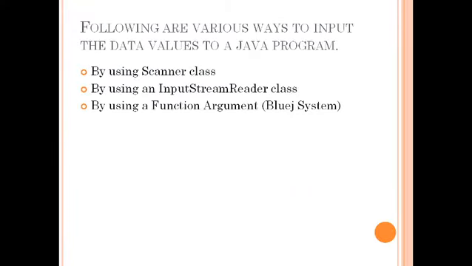Following are the various ways to input data values to a Java program. The first one is by using a Scanner class, which is the simplest method to take input from the user. Then by using an InputStreamReader class, and last but not least by using a function argument, which is especially used in the BlueJ system.